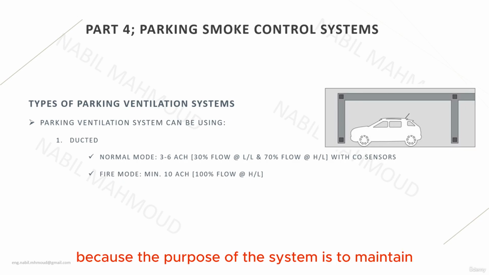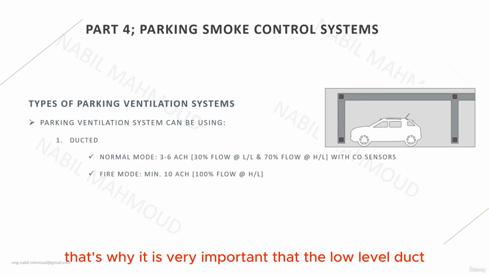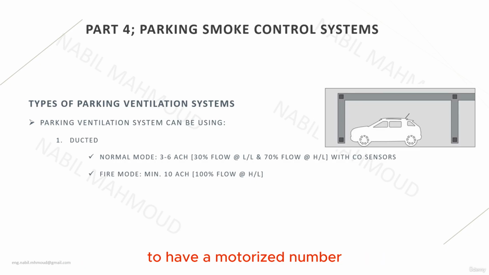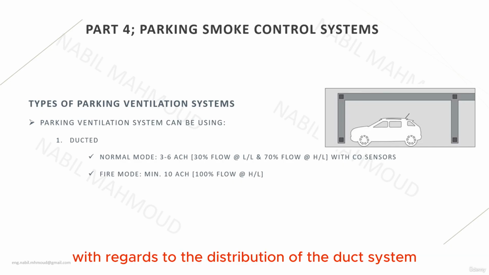Because the purpose of the system is to maintain a safe environment for occupants to evacuate. However, if you force the smoke to descend to be sucked from the low level, you are now doing the exact opposite of providing a safe environment. You are now intentionally exposing the occupants to smoke at low levels. That's why it is very important that the low level duct has a motorized damper that closes during the event of a fire. And also you need to cross check the requirements of the authority having jurisdiction or the local civil defense with regards to the distribution of the ducted system.